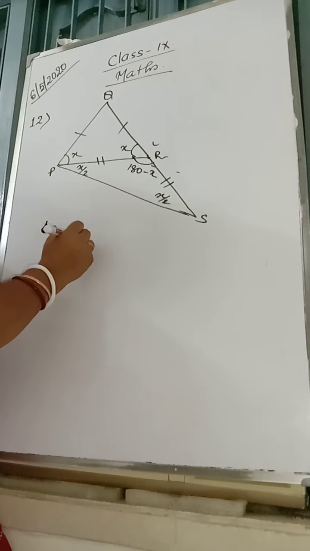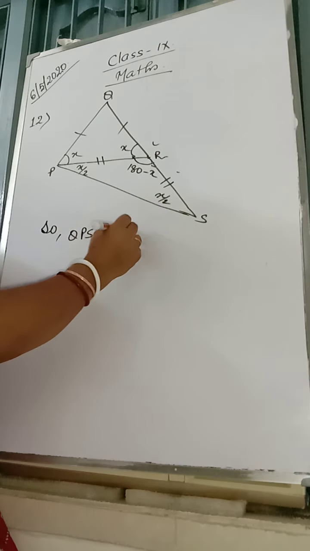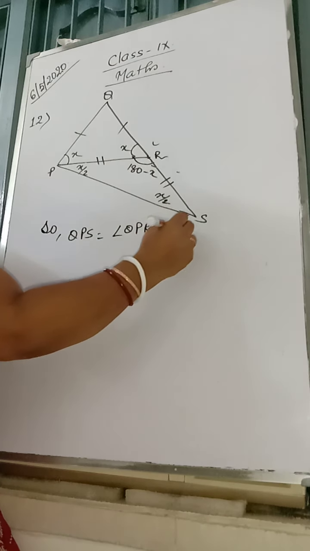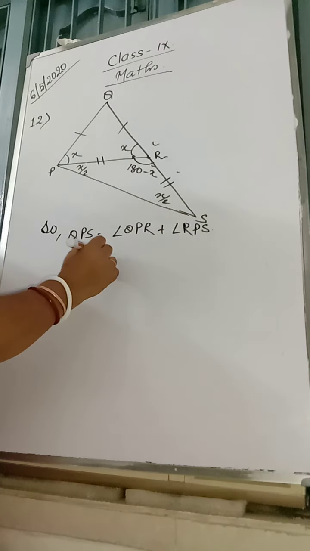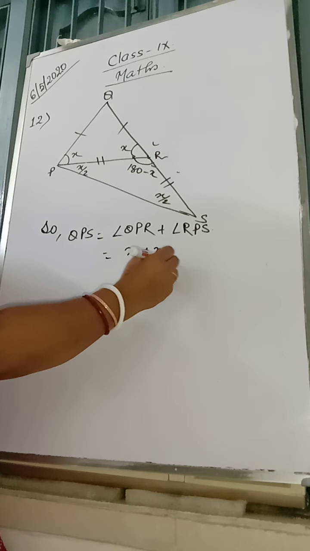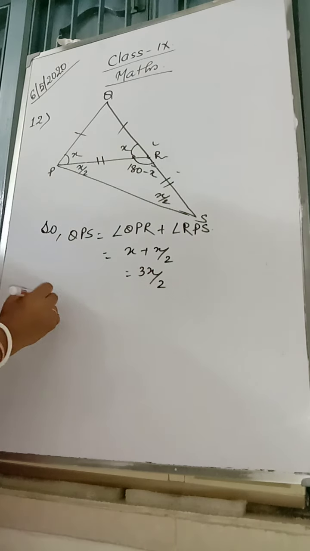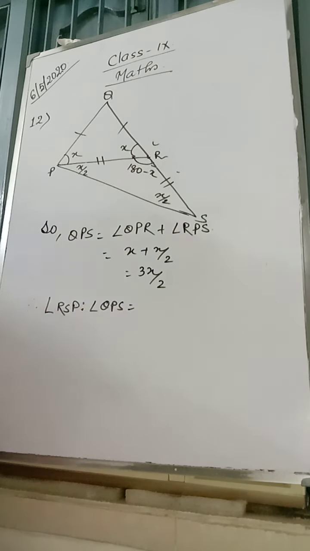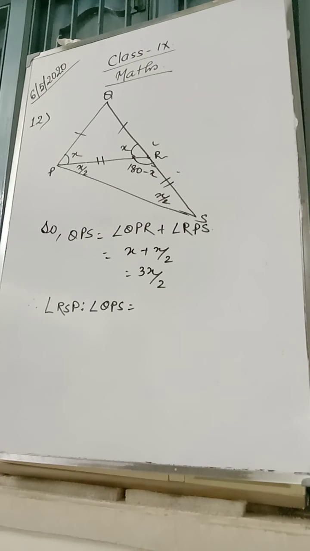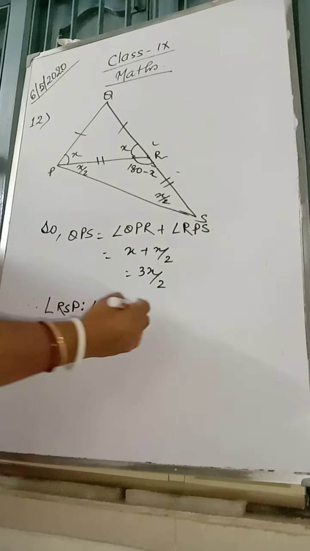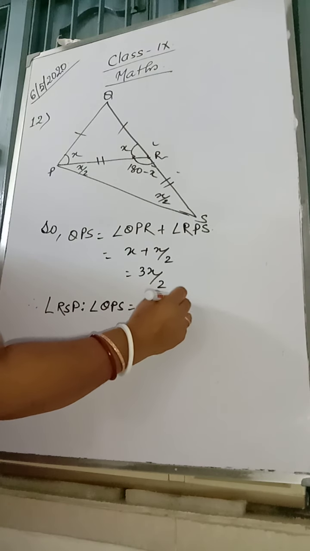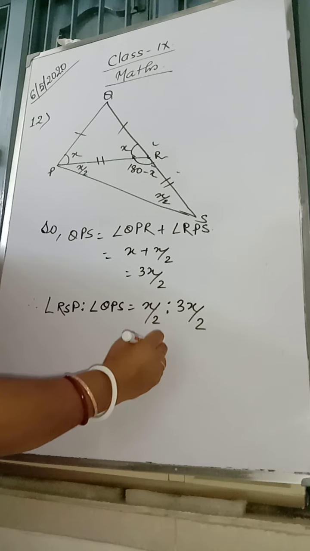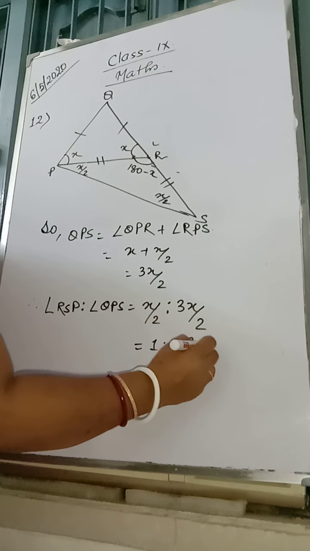So angle QPS is equal to angle QPR plus angle RPS, or x plus x by 2, which gives you 3x by 2. Therefore angle RSP to angle QPS is equal to x by 2 to 3x by 2, which is 1:3. Proved.